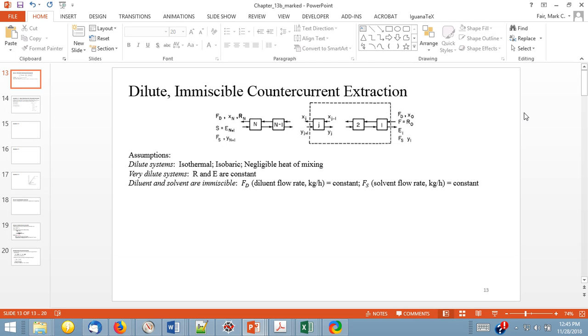And then, to simplify it even a little bit further, we're going to say that the diluent and the solvent are immiscible, at least as a first pass here. If we do that, then we can do a quick analysis on this system. What's shown here is part of an extractor with multiple stages. It's operating in a countercurrent configuration, so our two liquid streams are flowing opposite to each other. They're immiscible all the way through. And we can go ahead and do essentially a mass balance on this.